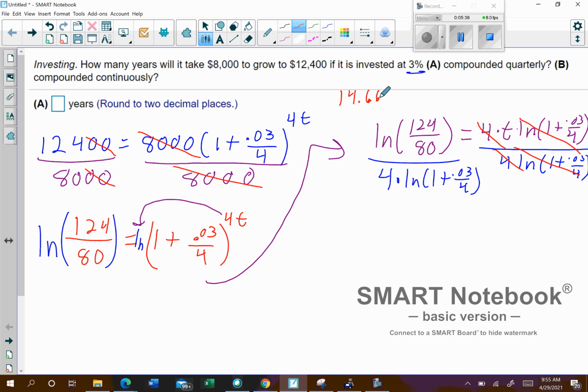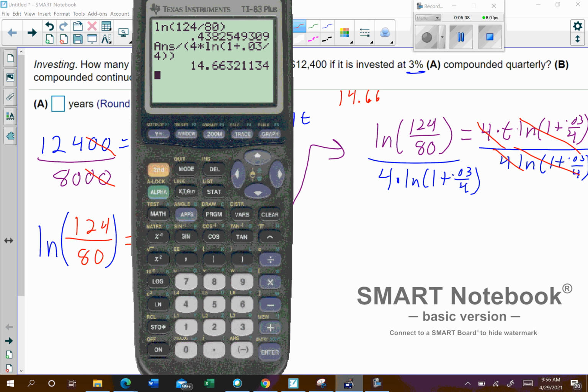So I don't know what calculator you're using. If you're using a scientific calculator, you might have to break it up even more. And what you'll have to do is figure out the numerator, natural log of 124 divided by 80, close it. And you might have to write that down on a piece of paper, at least to 5 decimal places just to be safe.